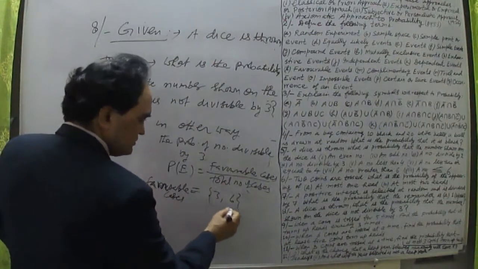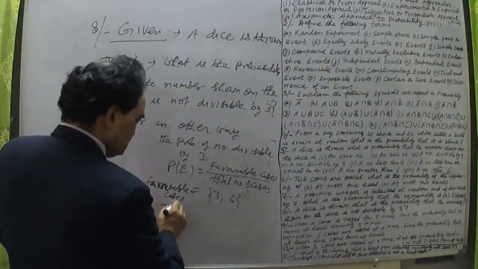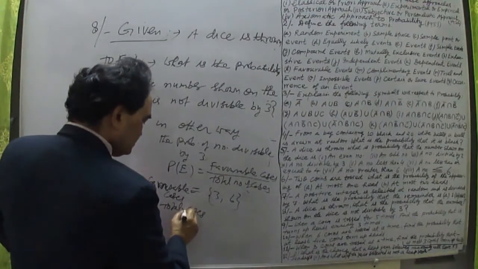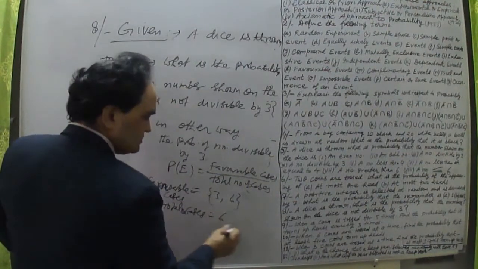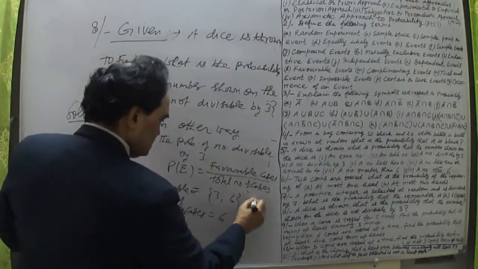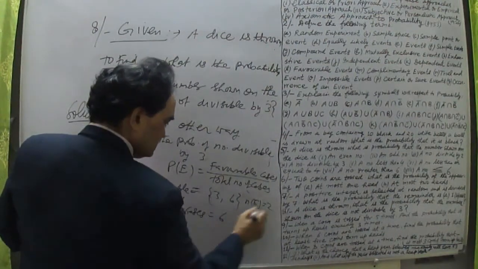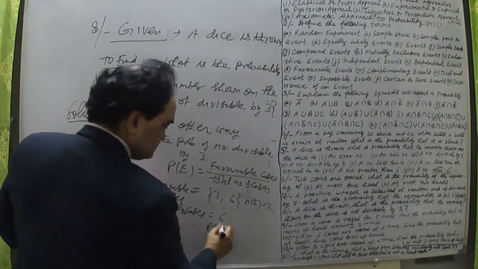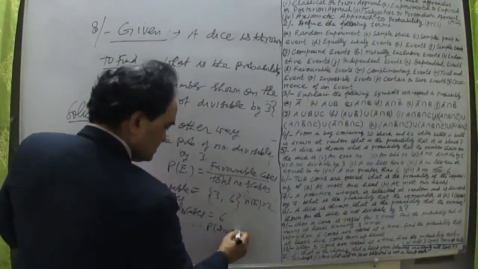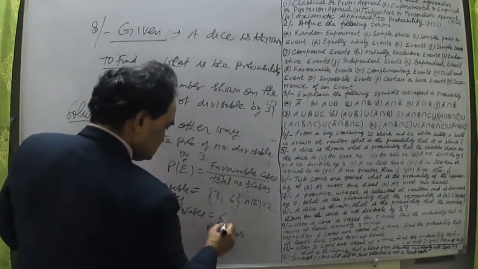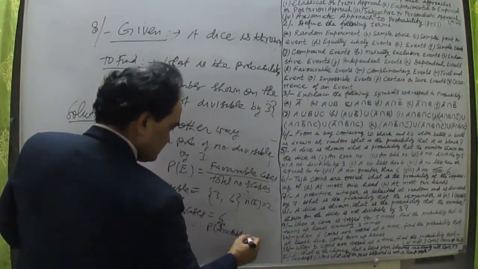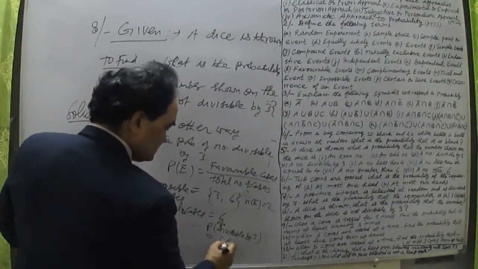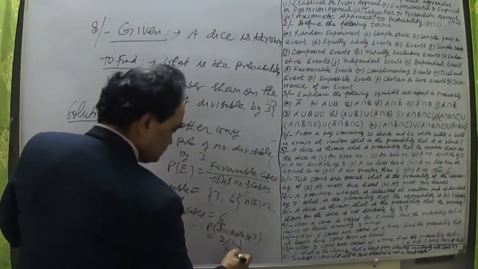Favorable cases are 3 and 6, and the total number of cases that we know about is 6. So E is 2, in this case 2 cases. Therefore, the probability of numbers divisible by 3, which we are calculating in this case, is 2 by 6. 2 by 6 means 1 by 3.